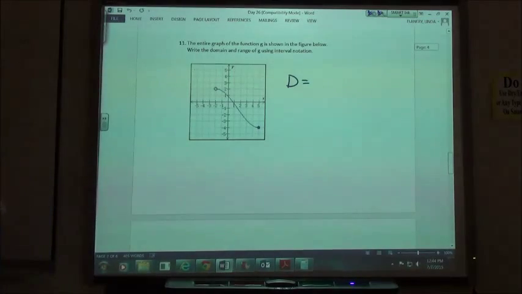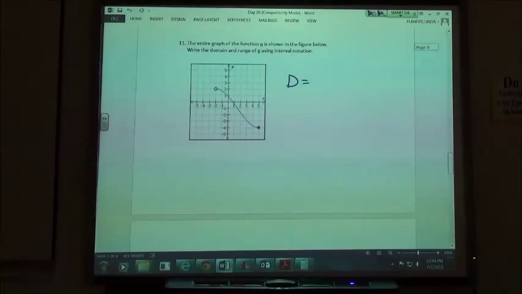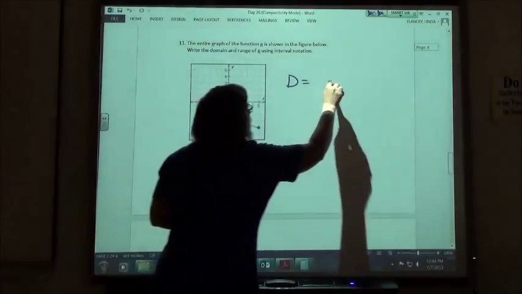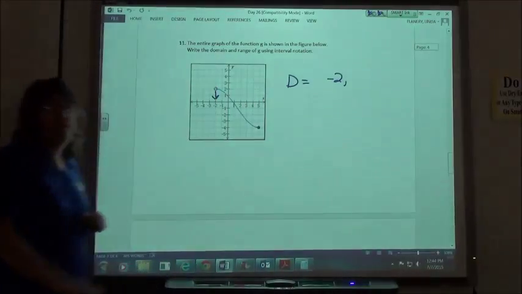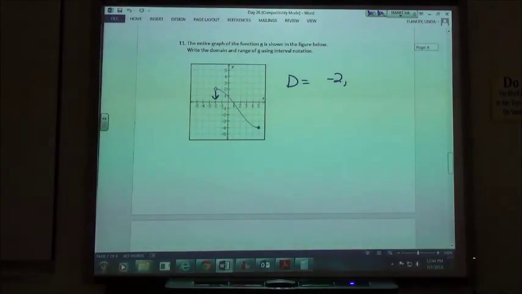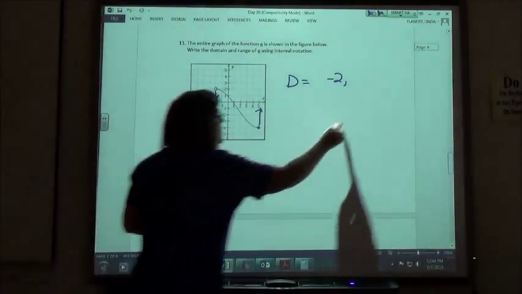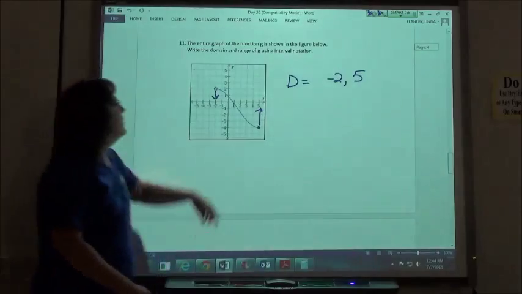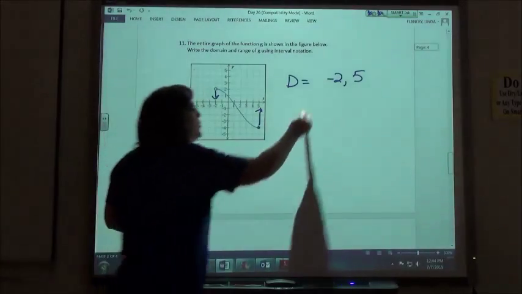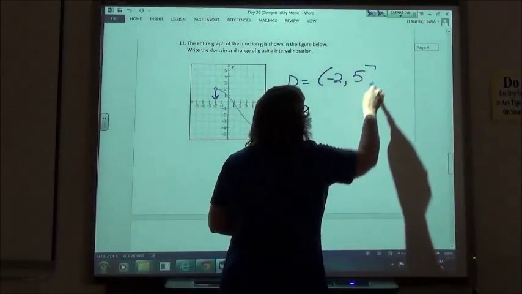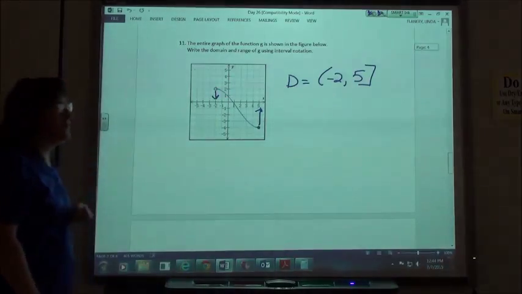So at number 11, if I look at my domain, the x value of my farthest left point is at -2. The x value of my farthest to the right point is at 5. The -2 has an open circle, so we use the parenthesis. The 5 has a filled in dot, we are touching at that point, so we use the bracket.